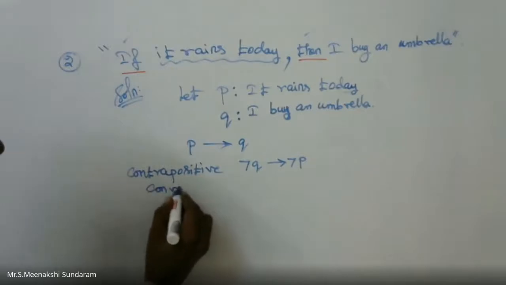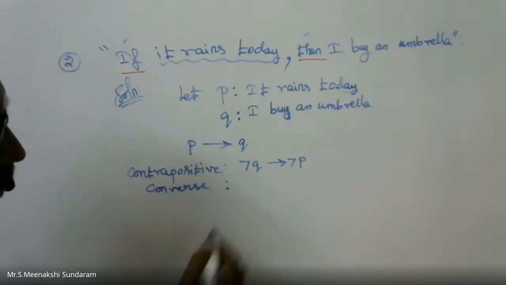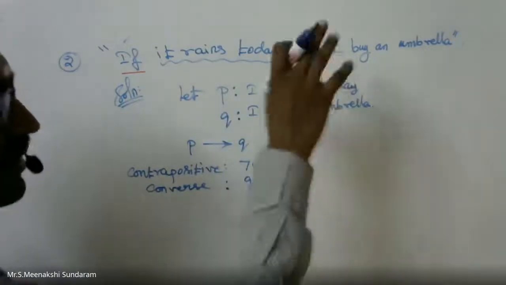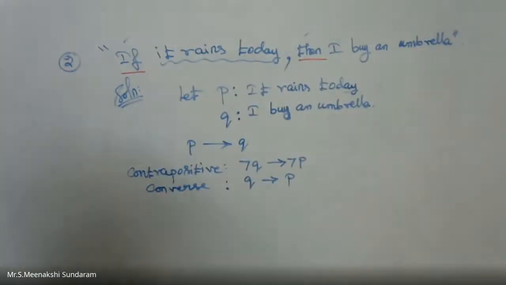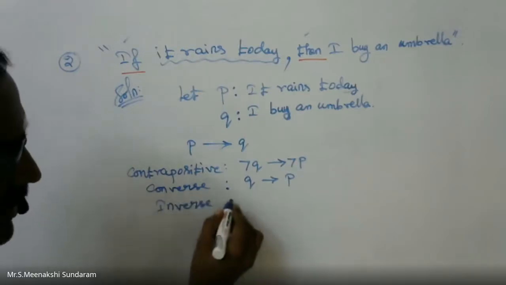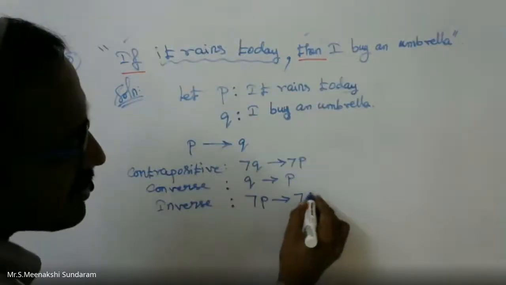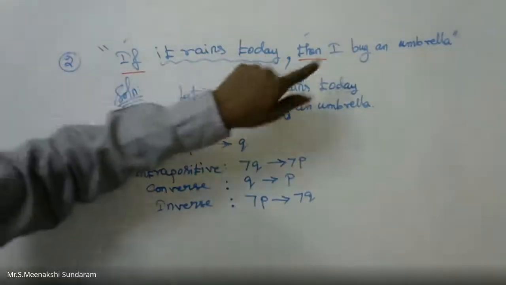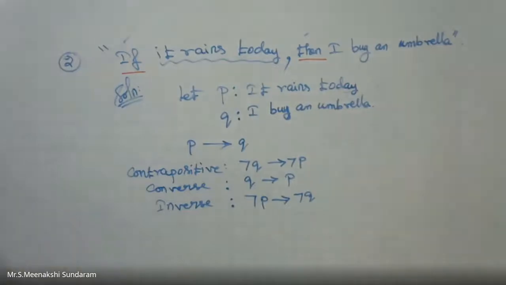What do you mean by converse? Q tends to P. Converse: if I buy an umbrella, then it rains today. That is the converse. Another one is the inverse. How can you write the inverse statement? Negation P tends to negation Q: if it does not rain today, then I do not buy an umbrella. That is the statement of converse, contrapositive, and inverse.